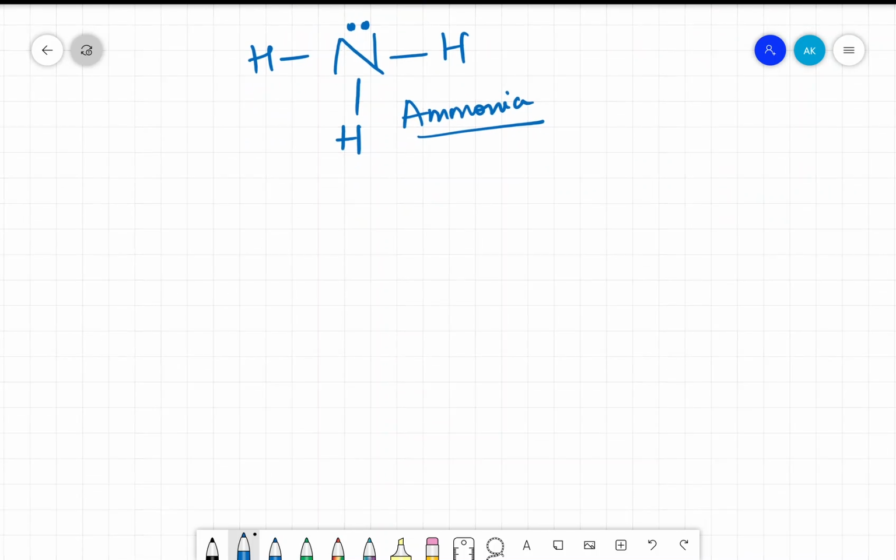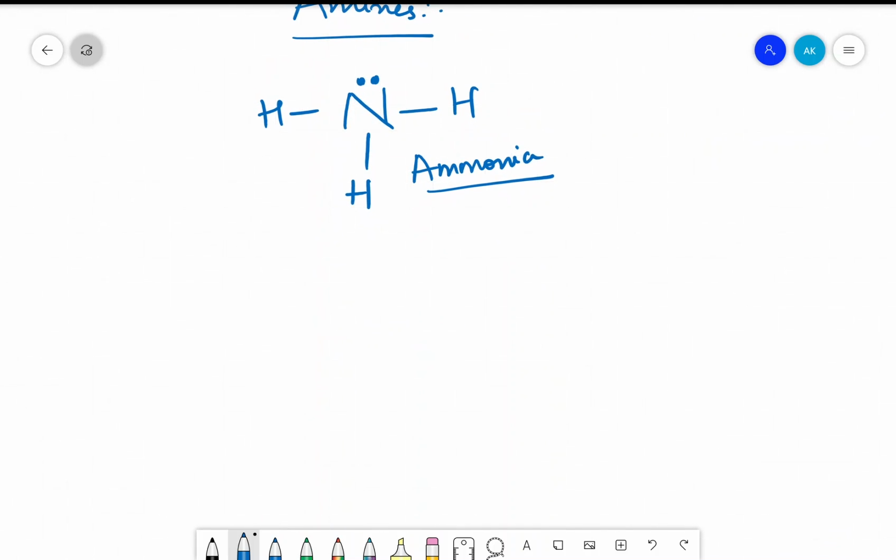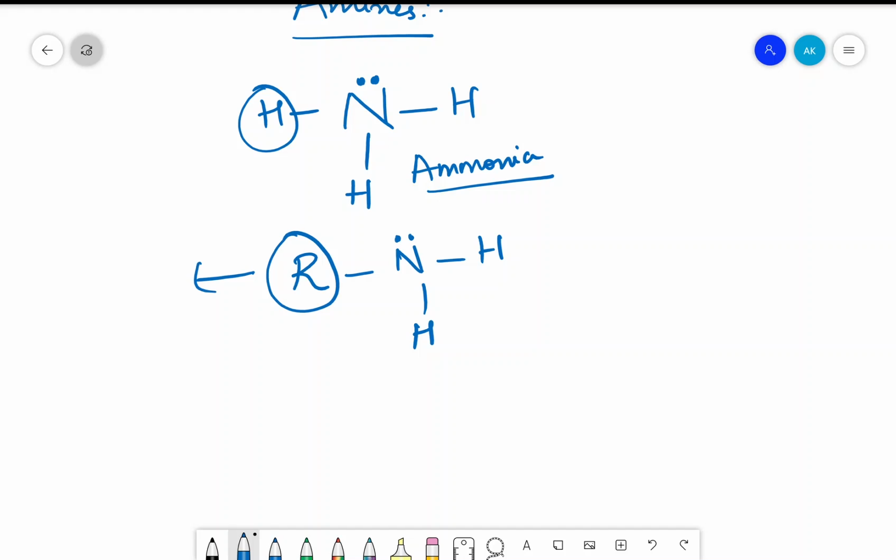And if I want to derive an amine from this ammonia, I can replace one of the hydrogens here. So I'll write R instead of H, N, and the remaining hydrogens will be as they are, with the lone pair on the nitrogen intact. So R here represents an alkyl group, and the general formula of this particular compound can be written as RNH2.